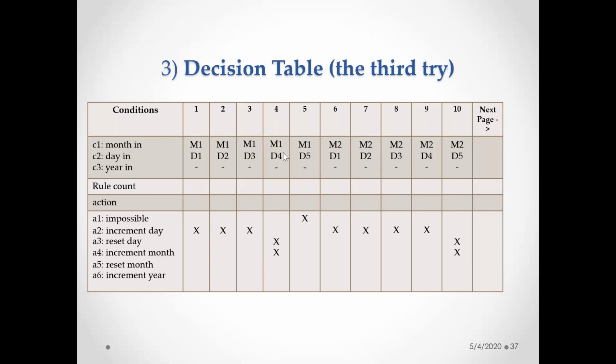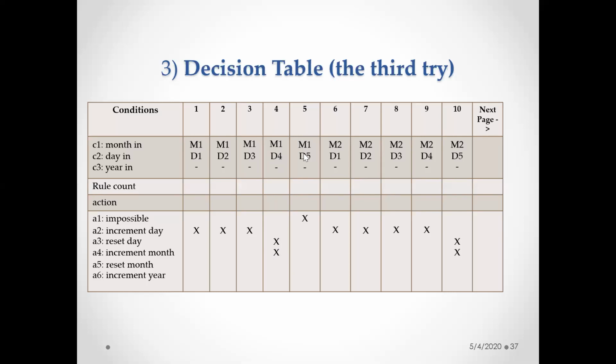When it reaches 30 days, that is D4, you're resetting the day. After reaching 30, that is the end of the month, it has only 30 days. After 30, there is no 31. It should reset to the first one, so 1 should be the answer for that, followed by incrementing the month. This is what happens with respect to M1 with D4.